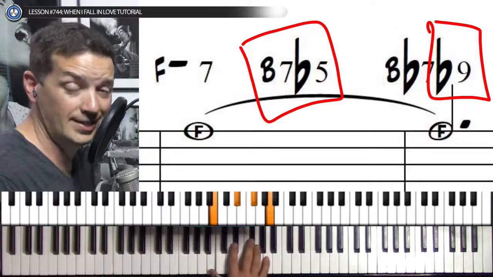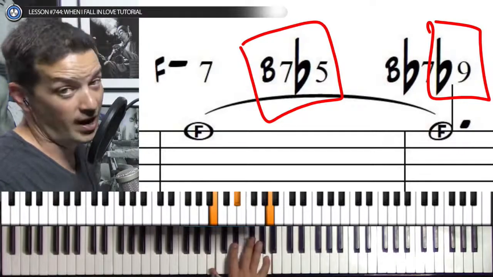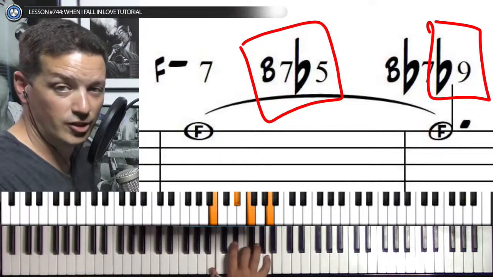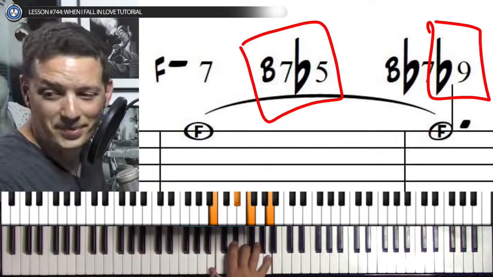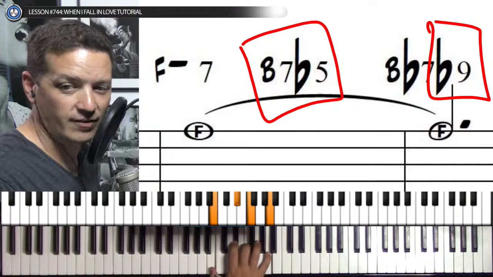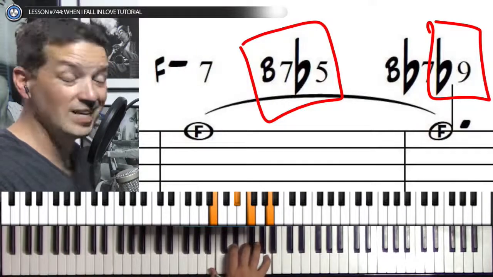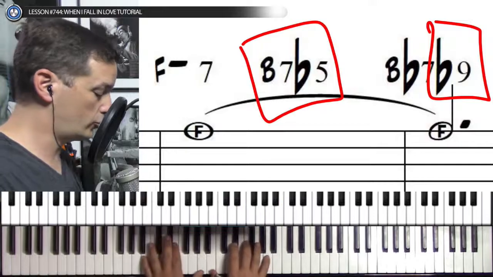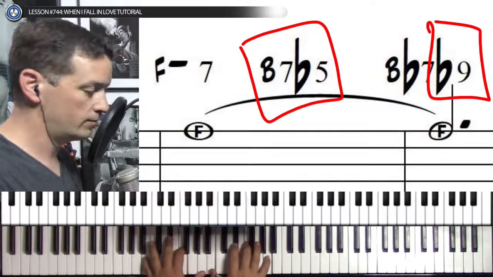So if we wanted a B7 with a flat 5, we'd have to flat the 5, which means take it down a half step. This right here is a B7 with a flat 5. That's the chord. It sounds horrific. It actually kind of sounds like a train whistle or something.